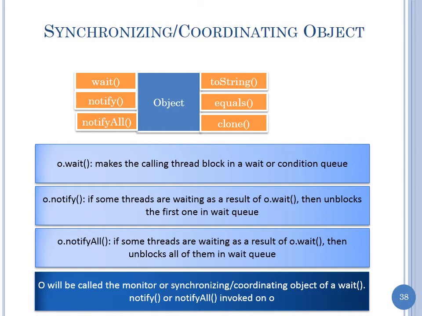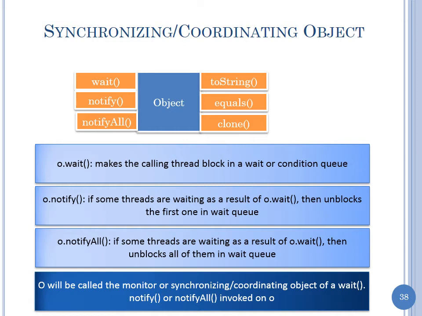So we've seen three new methods. These methods are provided with the class Object. Object, as you know, defines a lot of methods like toString, equals. You might or might not have used clone. But if you ever use Eclipse, it also gives you the alternative of calling wait, notify, notifyAll. And when you execute wait on an object, it makes the calling thread block in a wait or condition queue. It's called a wait queue or a condition queue. We'll see why it's called condition soon.